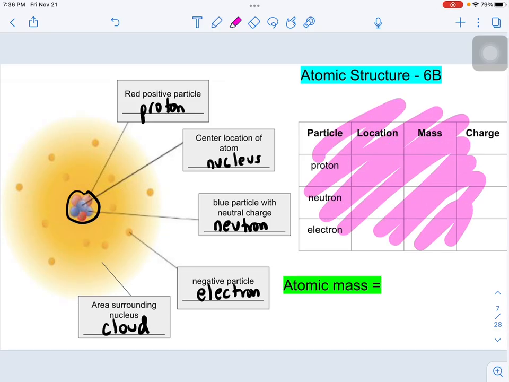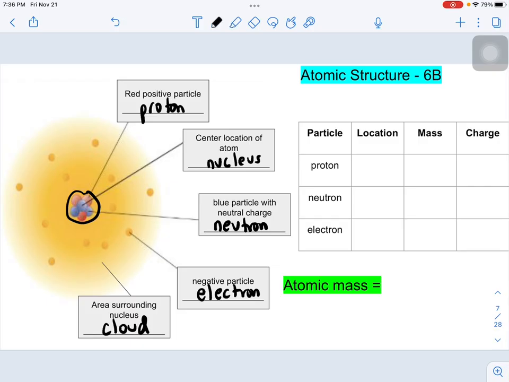Now what I want us to do is focus on this table over here, because we need to know the three particles of the atom. We need to know their location, mass, and charge. So let's deal with the proton. The proton is located inside the nucleus. It has a mass of 1, and it has a charge of 1 plus.